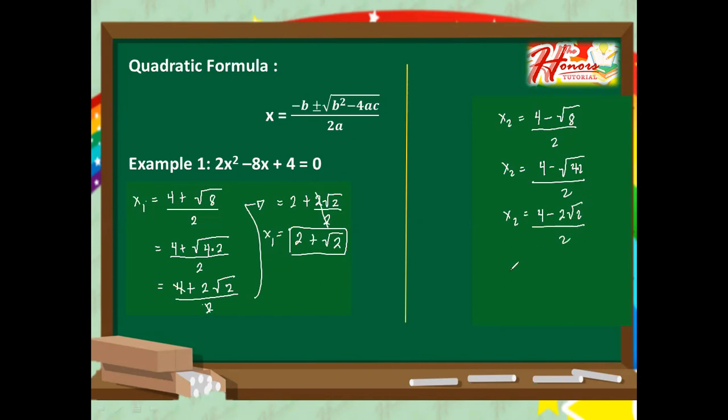over 2. So x sub 2 is equal to, let's simplify, 4 divided by 2, that's 2, minus 2 divided by 2, that's 1. So let's cancel this. Then we have here square root of 2. So x sub 2 is equal to 2 minus square root of 2. So that is for number 1. Let's have number 2.